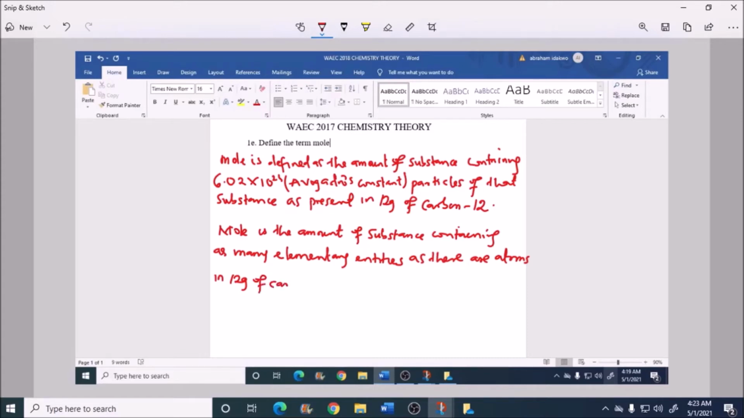So this is just the answer to question 1E, that you have to define the term mole. So mole is defined as the amount of substance containing 6.02 times 10 raised to power 23 particles of that substance as present in 12 gram of carbon 12. The mole is also defined as the amount of substance containing as many elementary entities as there are atoms in 12 gram of carbon 12. So this is just the answer to question 1E Waec 2017 chemistry theory.